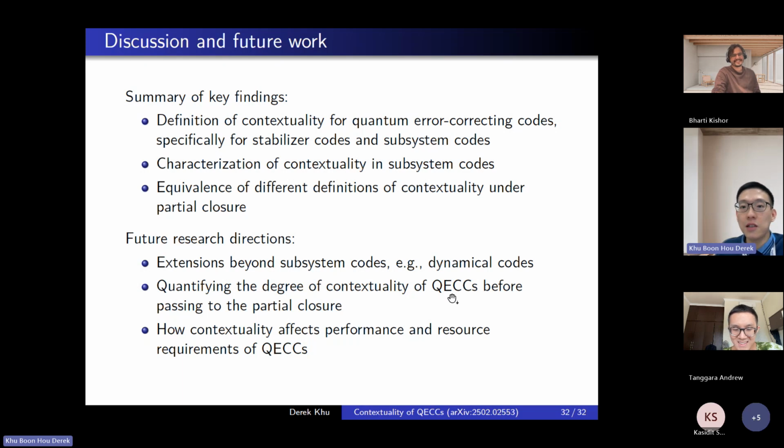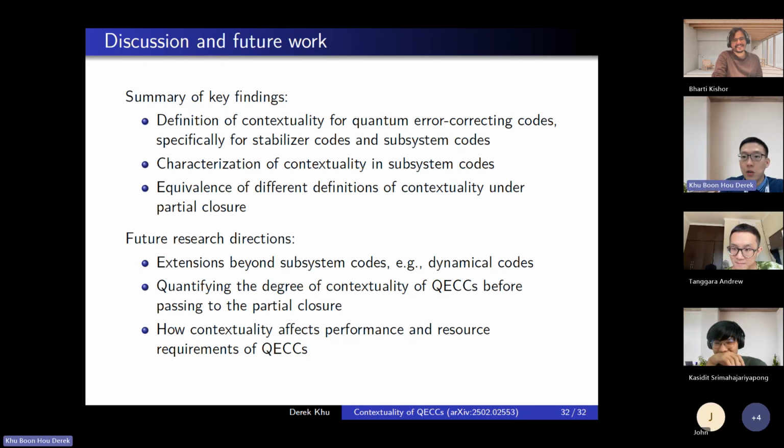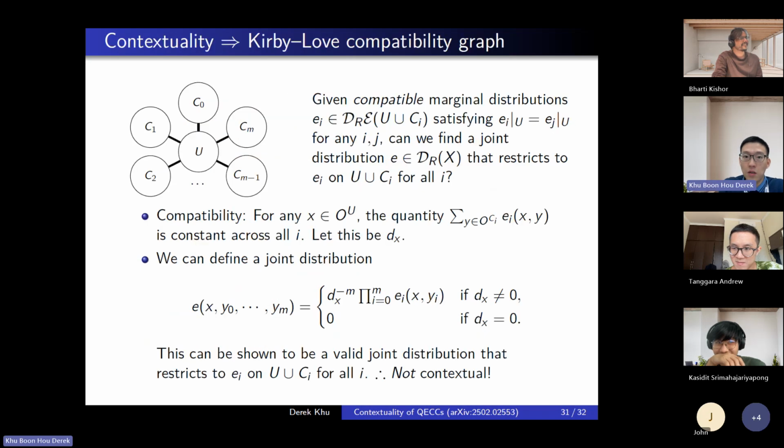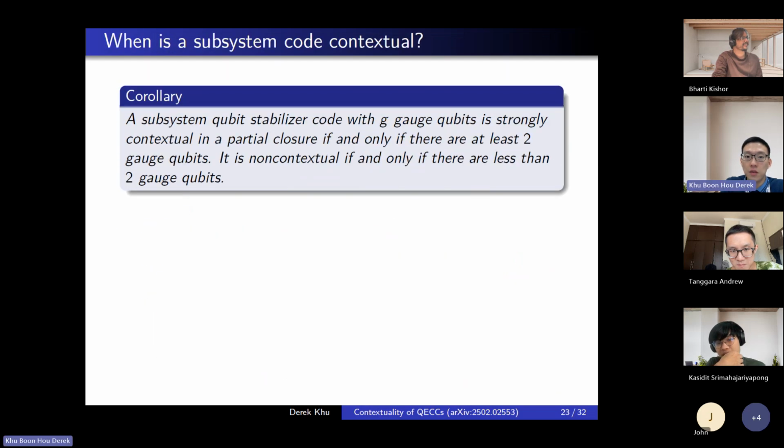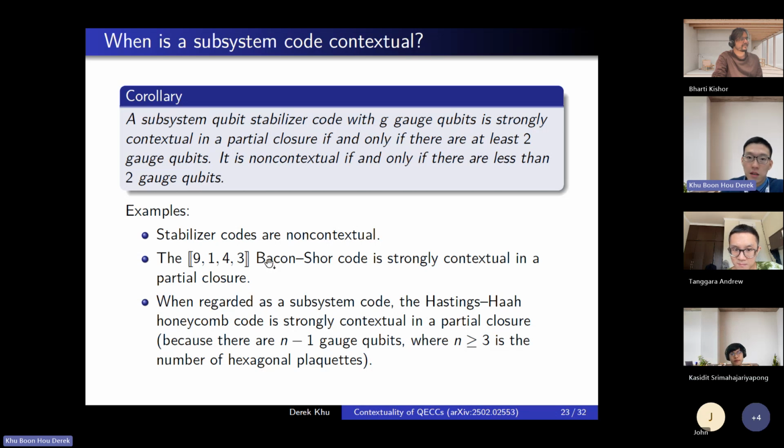Yeah, that's a very good question. This is something that we want to understand further. We see that stabilizer codes are not actually contextual at all, and subsystem codes do give contextuality; say, the Bacon-Shor code is strongly contextual in a partial closure. A property of the Bacon-Shor code, for example, is that it has lower weights compared to, say, the Shor code. So it might be the case that a contextual code might have better resource requirements, but again it's something that is worth exploring. I don't have an answer at this point, but I agree, it's a very good and interesting question.